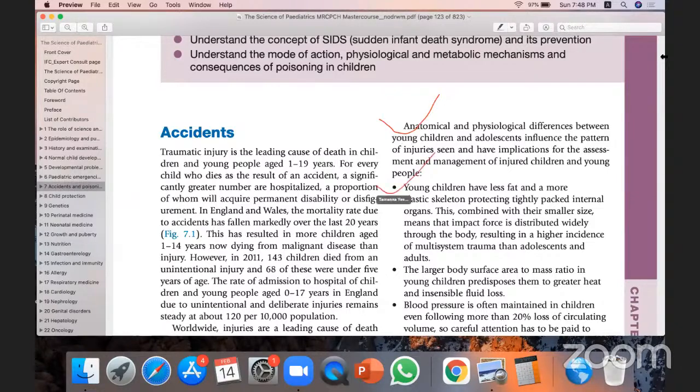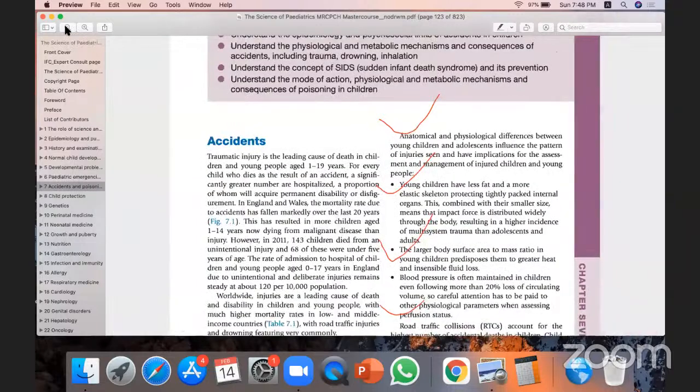Just read this one: young children have less fat, a more elastic skeleton, and a larger body surface area. Questions come from this, like which drug needs more doses in children, for example gentamicin. It is a water soluble drug, so it needs more doses. If you see, small children need more gentamicin dose than the bigger children.